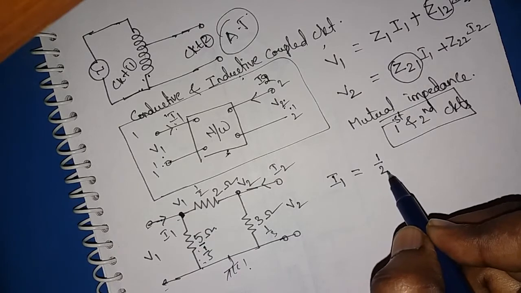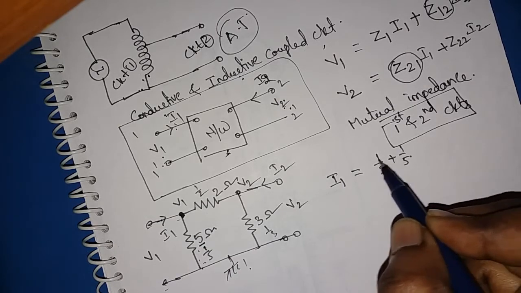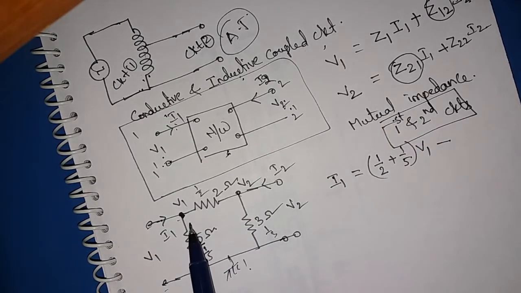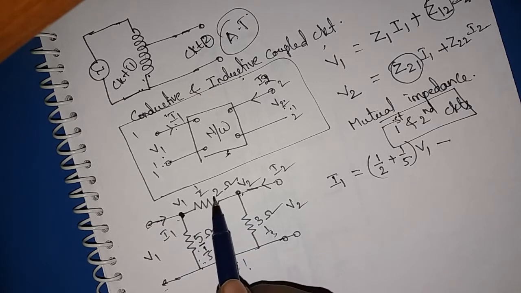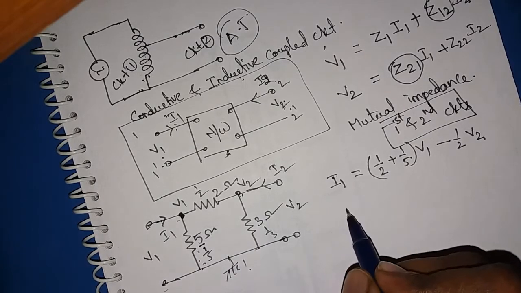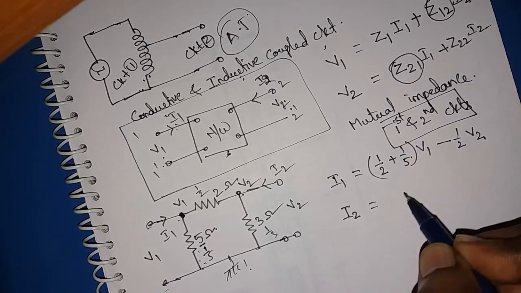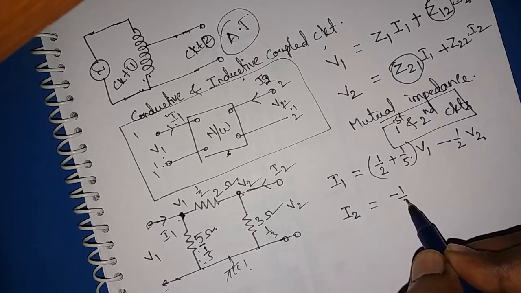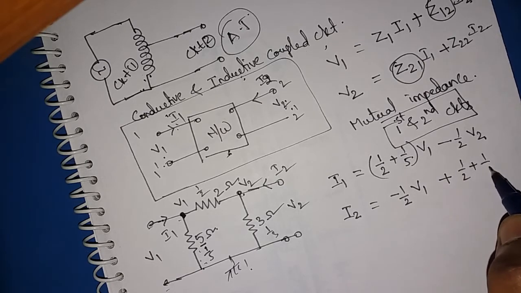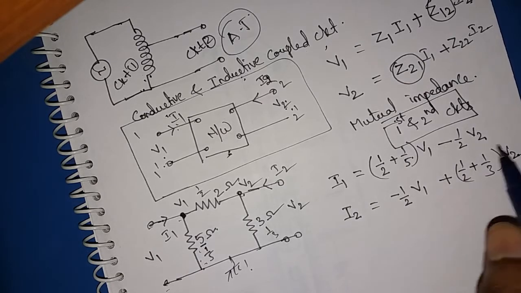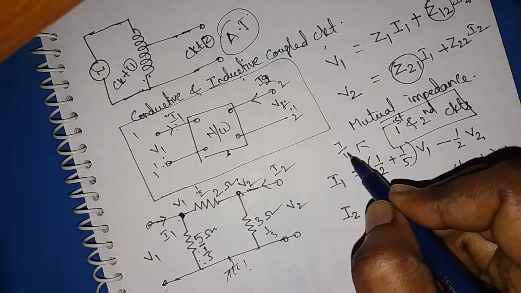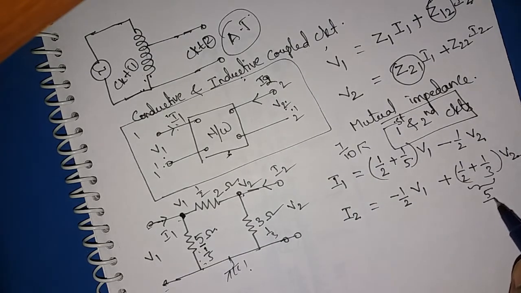So hence it is 1 by 2 plus 1 by 5 into V1 minus the other node. So what is the link between this node and this node? That is 1 by 2, 1 by 2 into V2. And similarly I2 is equal to minus 1 by 2 into V1 plus 1 by 2 plus 1 by 3 into V2. Now we know that 1 by 2 plus 1 by 5 is 7 by 10 and this value is 5 by 6.